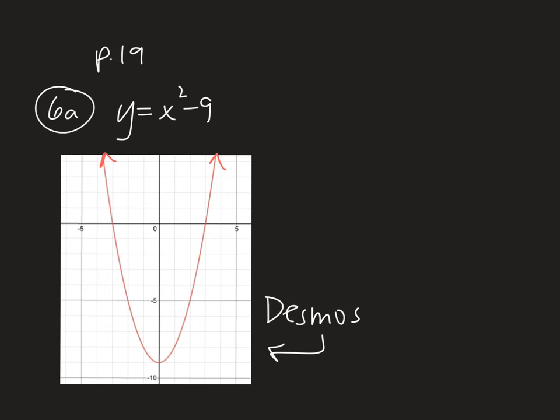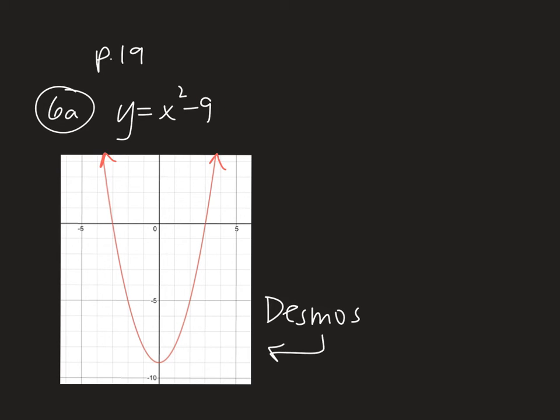For these two problems, 6a and 8a, I'm just asking you to find the domain and the range. I said you should use your calculator because visually it's much simpler. Now, x squared minus 9 is a quadratic function, and it forms a parabola, and as you can see, it has a vertex down here at negative 9.